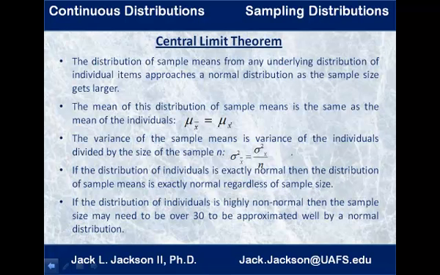If the distribution of individuals is exactly normal, then the distribution of sample means is exactly normal regardless of sample size, of course with the same mean and a smaller standard deviation. If the distribution of individuals is highly non-normal, then it may take a larger sample size, but our rule of thumb is, if we don't know anything about the distribution, we'll say that if the sample size is at least 30, then we can still assume that our distribution of sample means is approximated very well by a normal distribution.